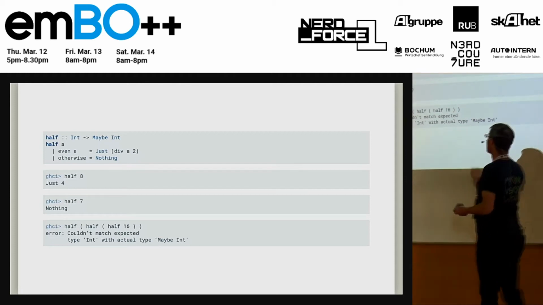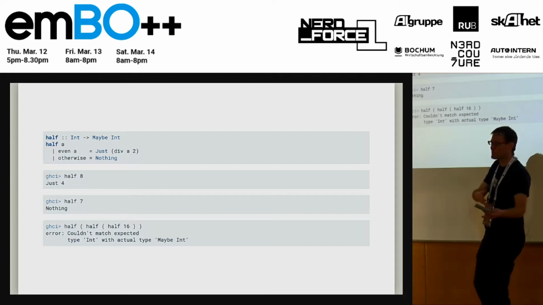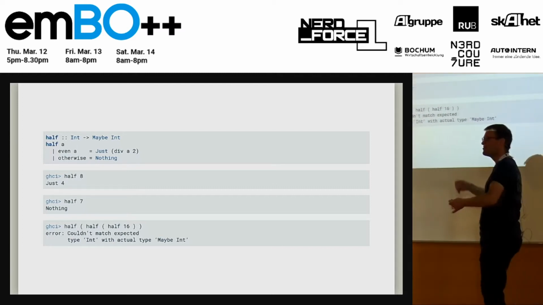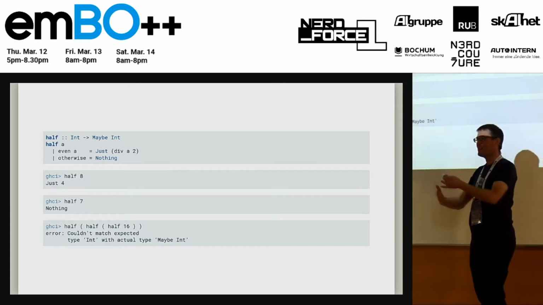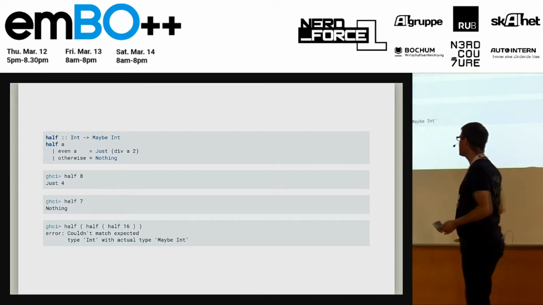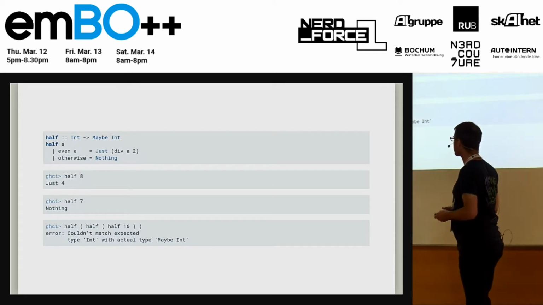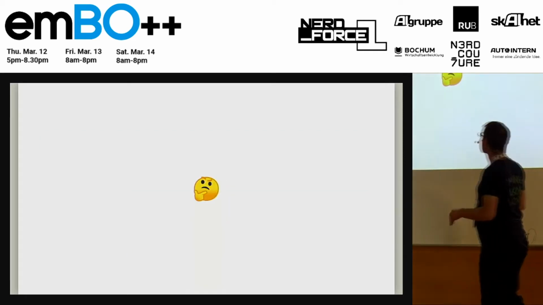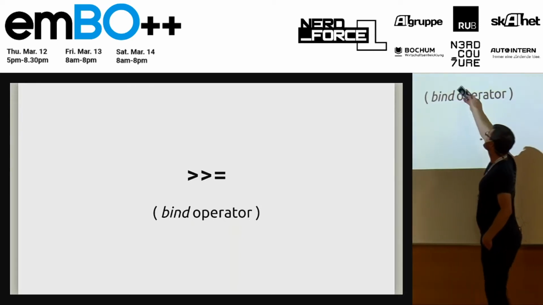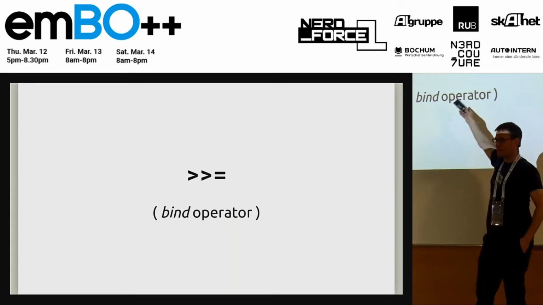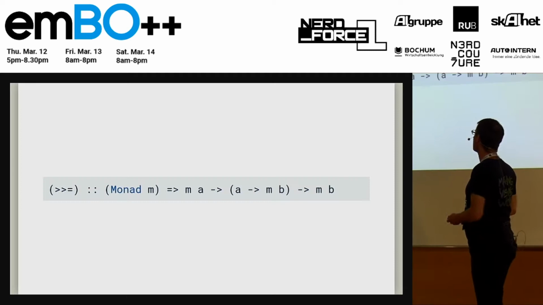So I would have to take half of 16 and look: is it nothing or is it just a value? And if it's just a value, I can put it into the next function. So there would be a lot of if handling and a lot of passes. Because this is a very common pattern in Haskell, they came up with something called the bind operator. It looks like the stream assignment operator, and it's called the bind operator or bind function.